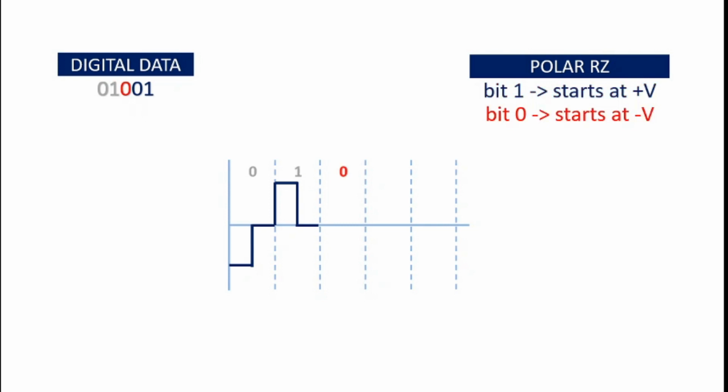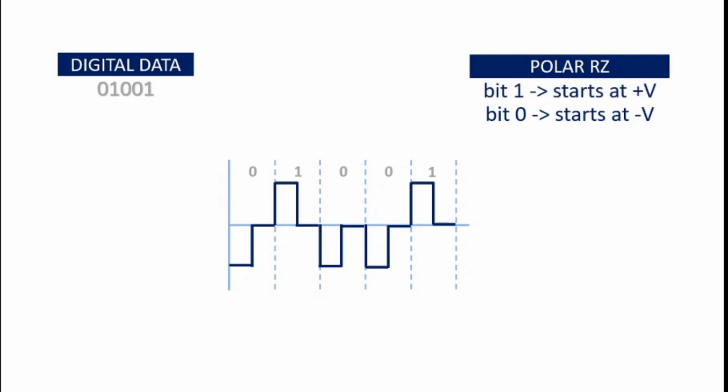After that, we have bit 0, and so we start at negative and make a transition to 0 in the middle. We have bit 0 again, and so we start at negative and like before move to 0 in the middle of the bit duration. And finally, for bit 1, we start at positive and go to 0 in the middle.